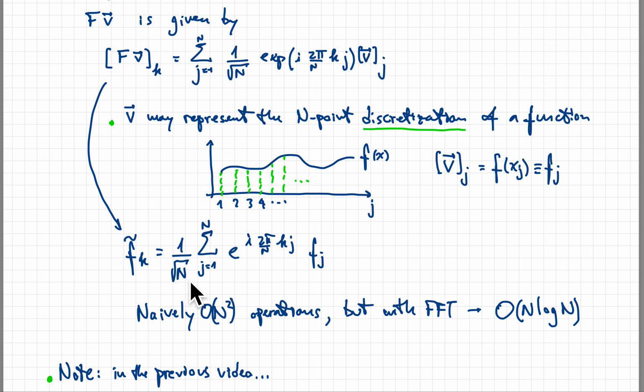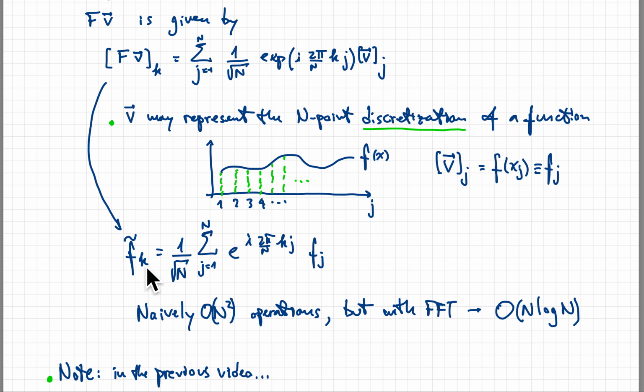Now, regardless of the normalization, no matter what your choice, naively, doing this operation requires n squared operations, n squared multiplications and additions. So why is that? This operation itself, for fixed k, will take n operations, right? So n multiplications and then summing everything, and so that's order n.